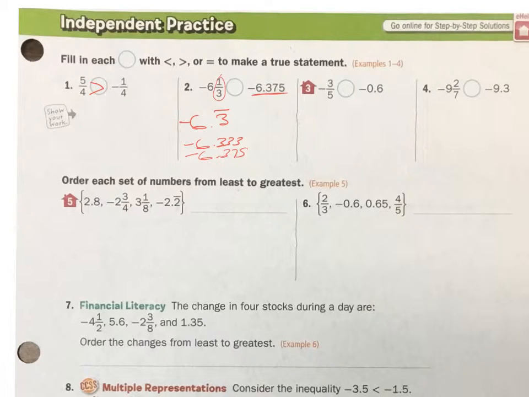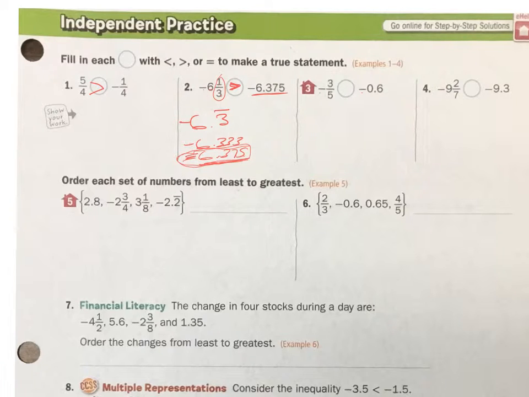which one's a little farther from 0? Well, this 375 is, without the negatives, it's bigger, but with the negative, it means it's farther from 0. If it's farther from 0 in negative, it means it's less. So this one's the smaller one. So -6.1 is closer to 0 than -6.375.